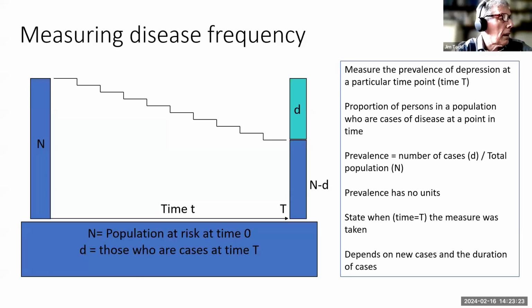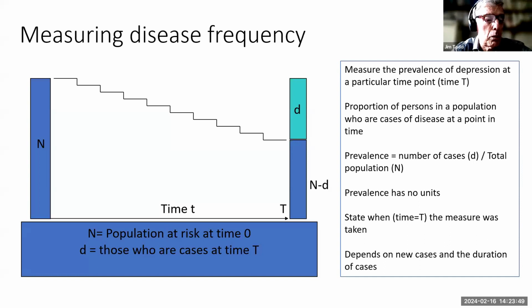Okay, so this is a little diagram that I've put up here to show how we might measure our disease frequency. And we can think of a population here at time zero, and we have a full population there. And then as time goes on, some people get the disease and some people don't get the disease. And that's shown by this line that comes down there.